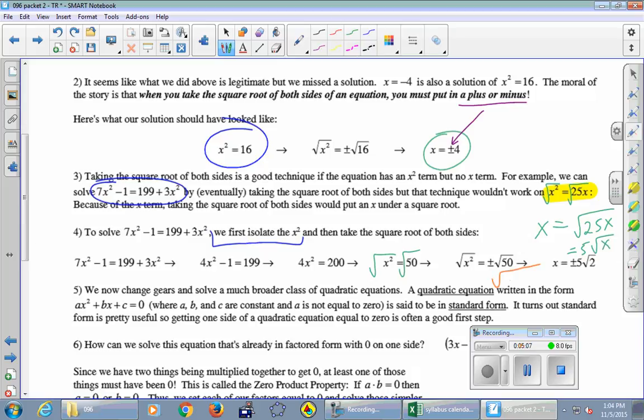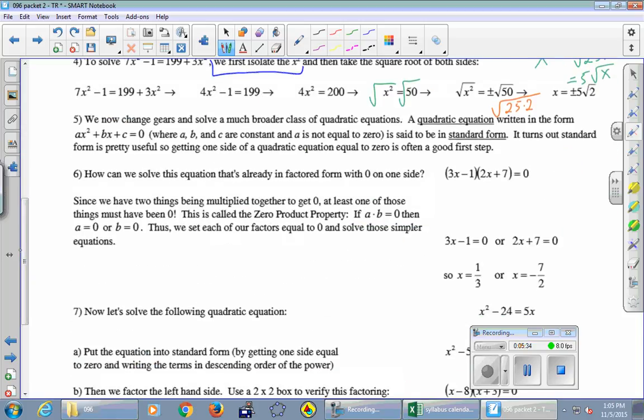We won't write all the details here. But 50 is 25 times 2. Everyone buy that? Okay. 5 comes out, 2 stays in. Plus or minus 5 root 2 is our final simplified answer. Okay, so that is how you solve equations when there's x squareds, but no x.